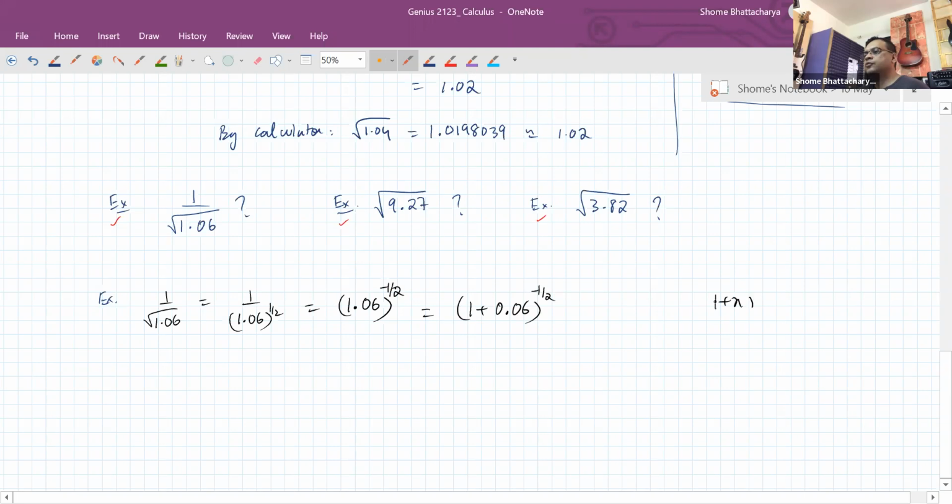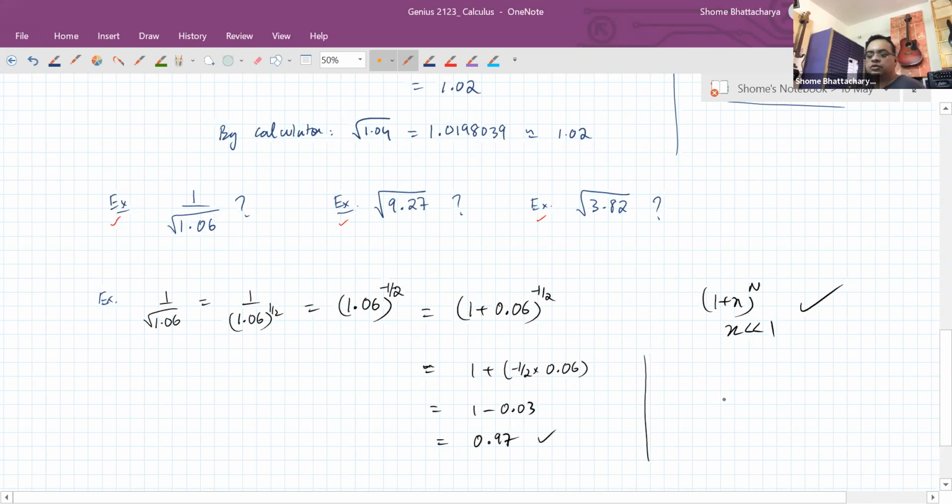So this is of the type 1 plus x to the power n, where x is very small compared to 1. So it fits that category. So we can say it is approximately equal to 1 plus of minus half into 0.06. So this is 1 minus 0.03. So it is 0.97. Okay.